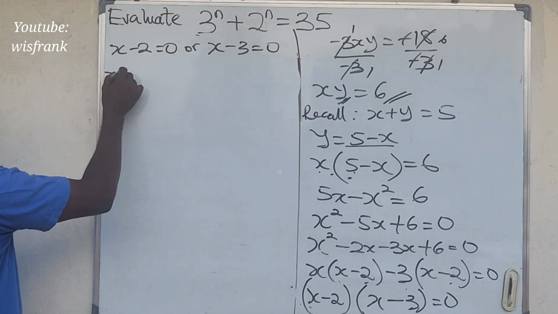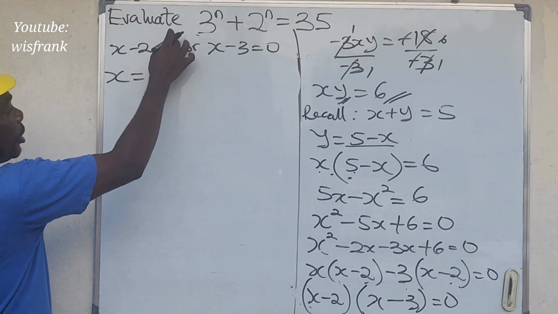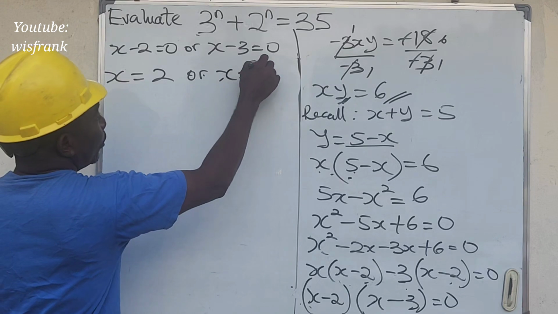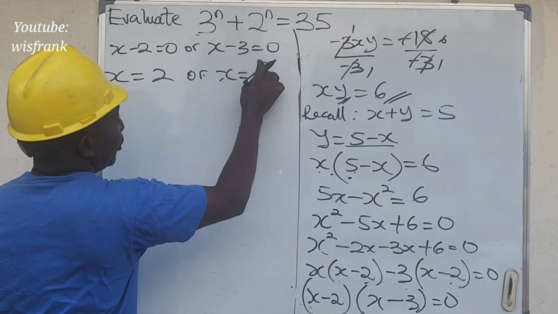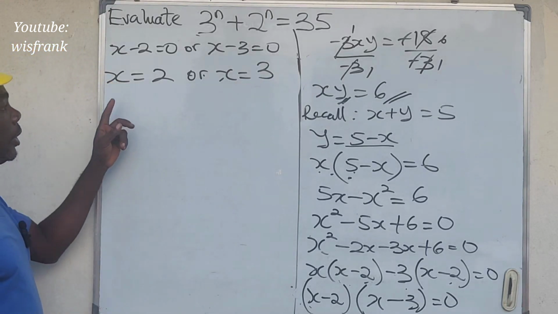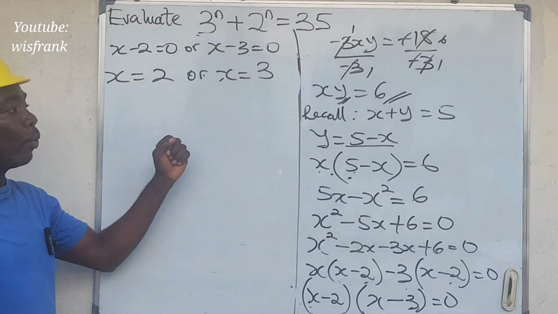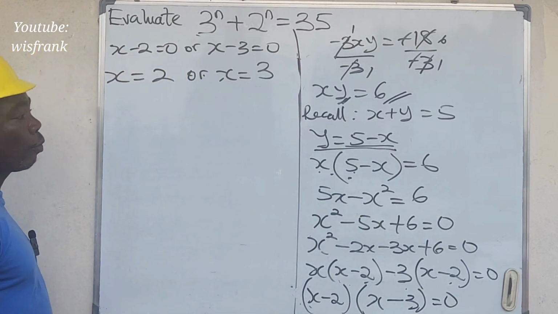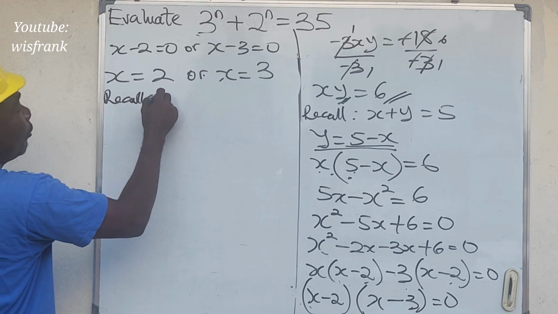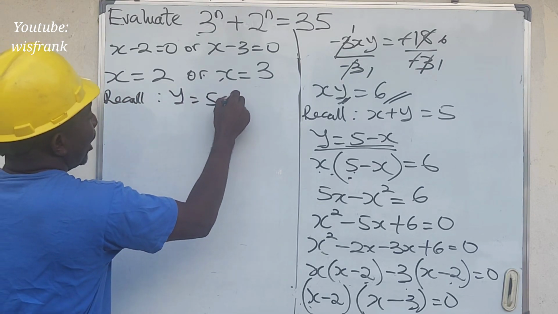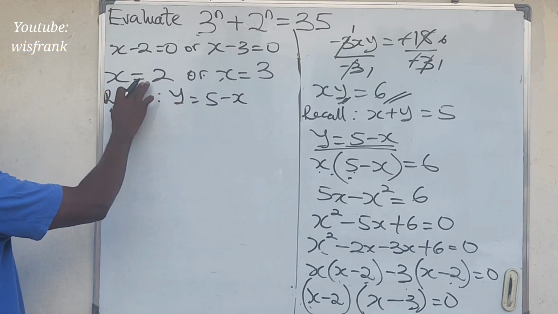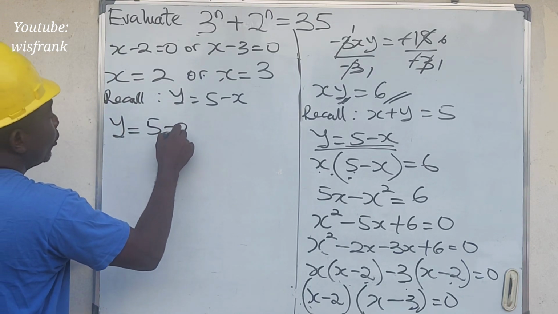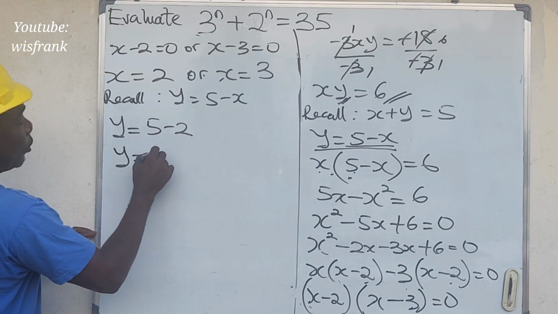For the first one, we have x equals, when 2 transposes to the other side, it becomes 2. Or we have x equals 3, since this transposes to the other side and becomes 3. So these are the two values of x that we have. We can substitute them back to find the value of y. So recall, y equals 5 minus x. At x equals 2, we have y equals 5 minus 2, where y equals 3.